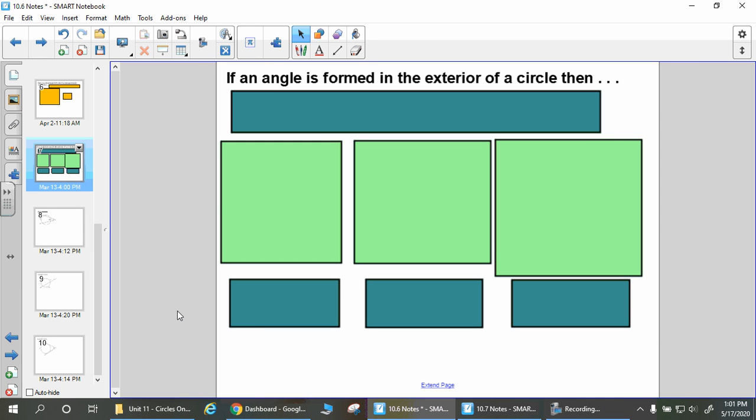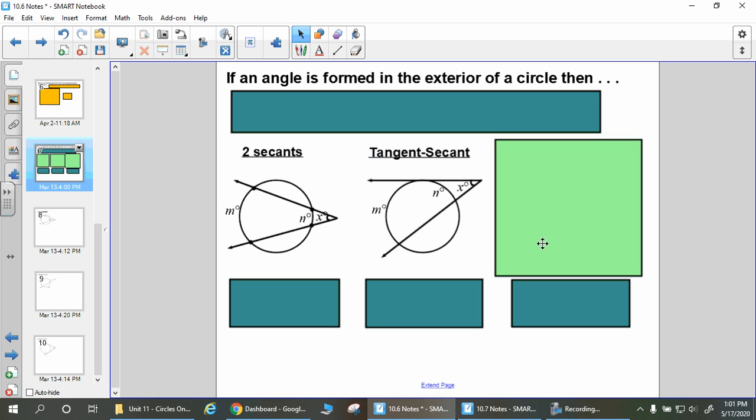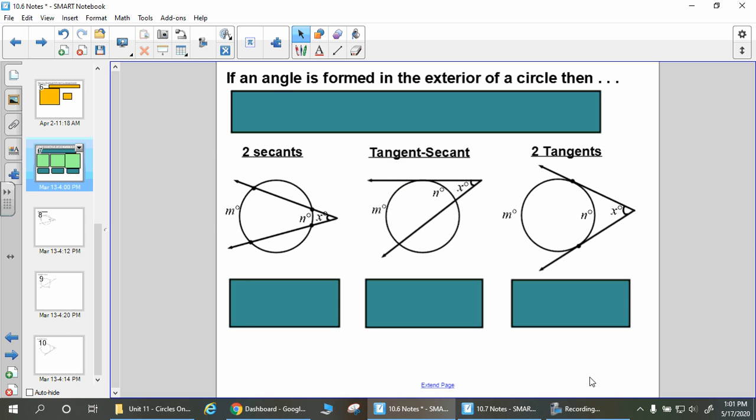So like I said, now we're going to look at what happens when an angle is formed outside the circle, or in the exterior. So what this would look like is this. It can happen in three ways. You either have two secants, so two lines that go completely through the circle, but notice again, our angle is outside. You can have one secant and one tangent, or you can have two tangents.